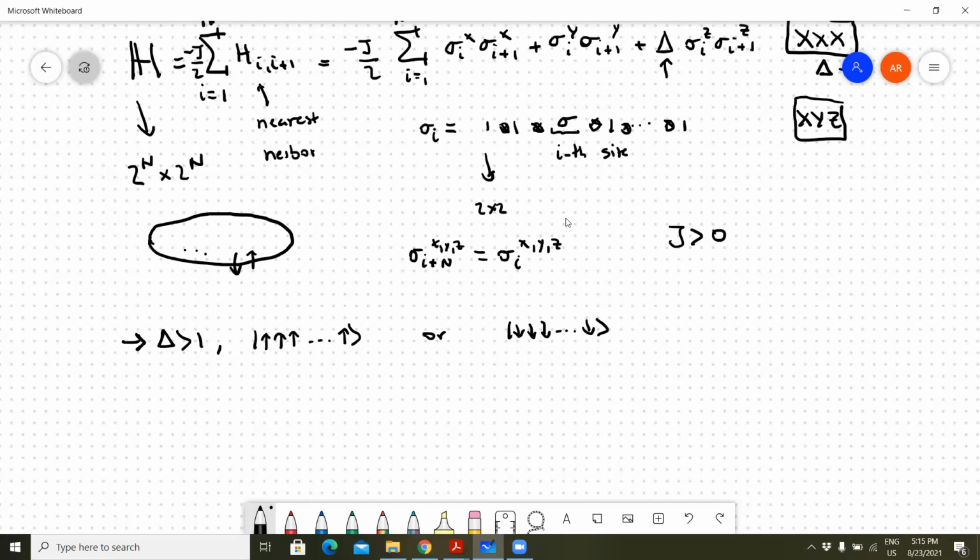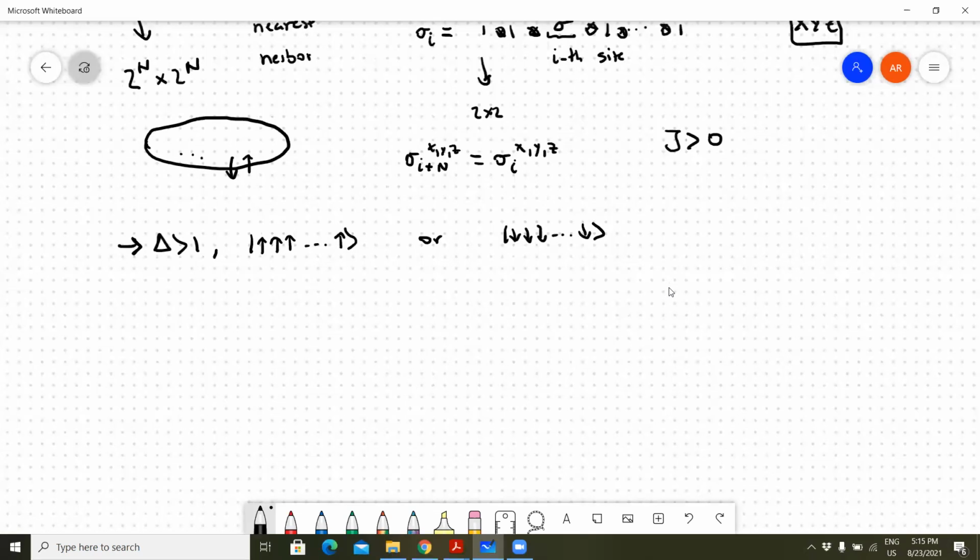But something very interesting happens, and it's a bit more complicated, when delta is smaller than 1, because you find that your ground state is actually some coefficient times this plus, I don't know, this.